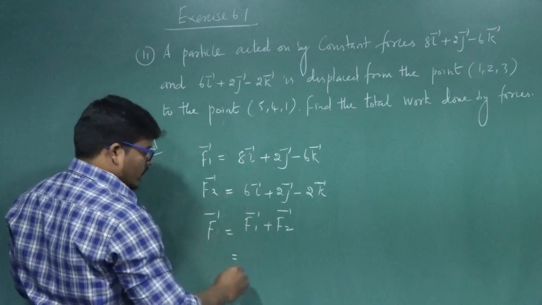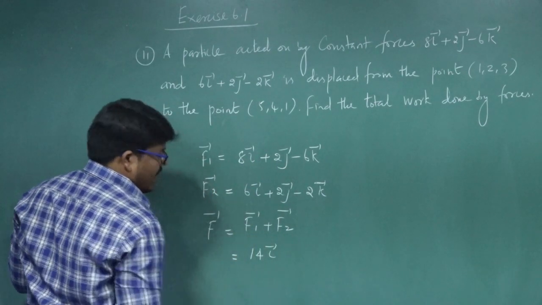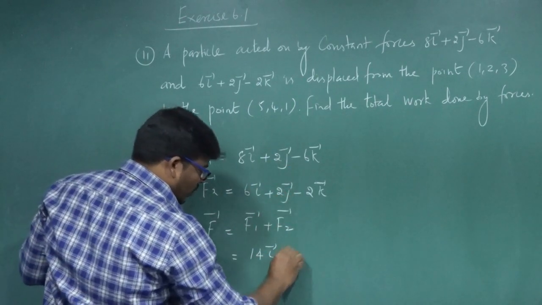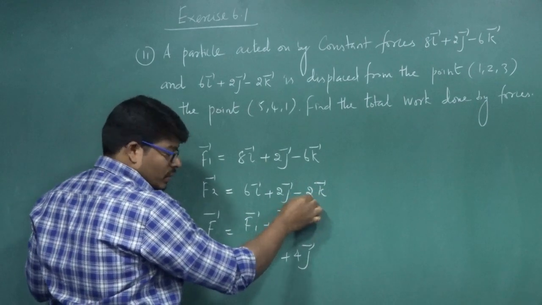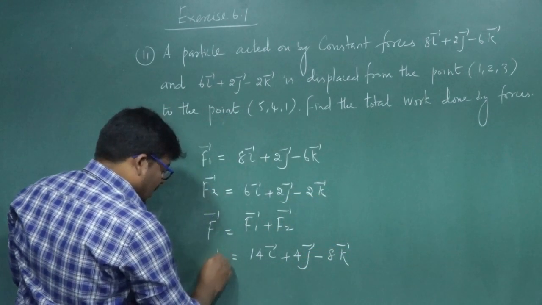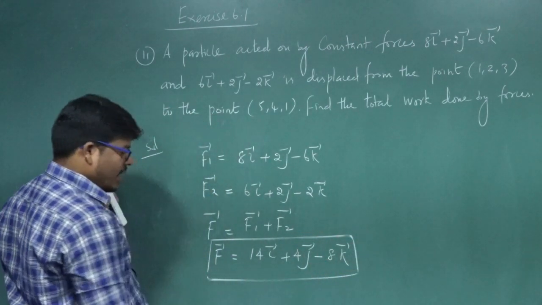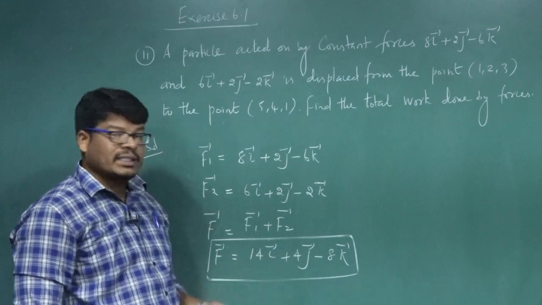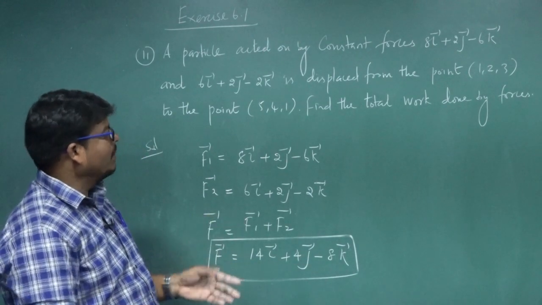Add the two forces. 8 plus 6 is 14i vector. 2 plus 2 is 4j vector. Minus 6 minus 2 is minus 8k vector. So the resultant force is 14i plus 4j minus 8k. Now find the displacement.